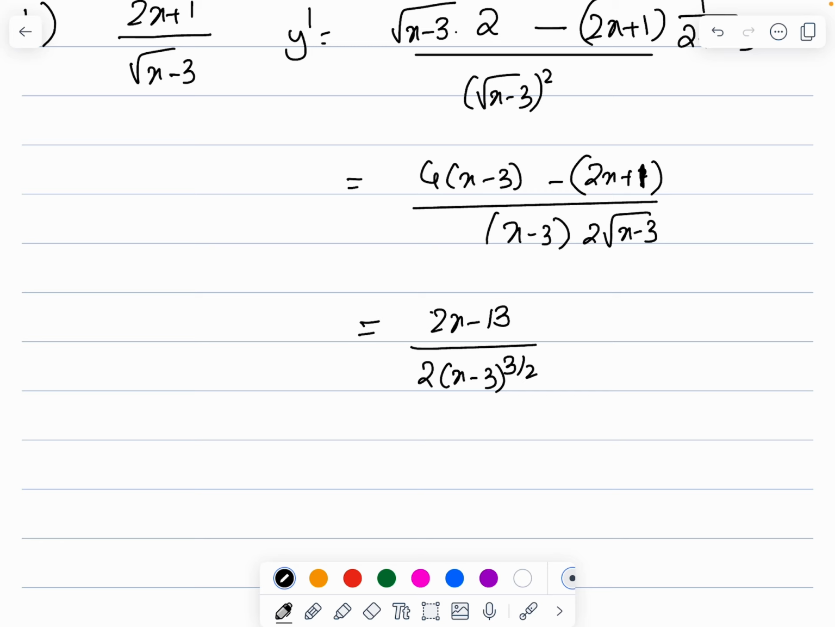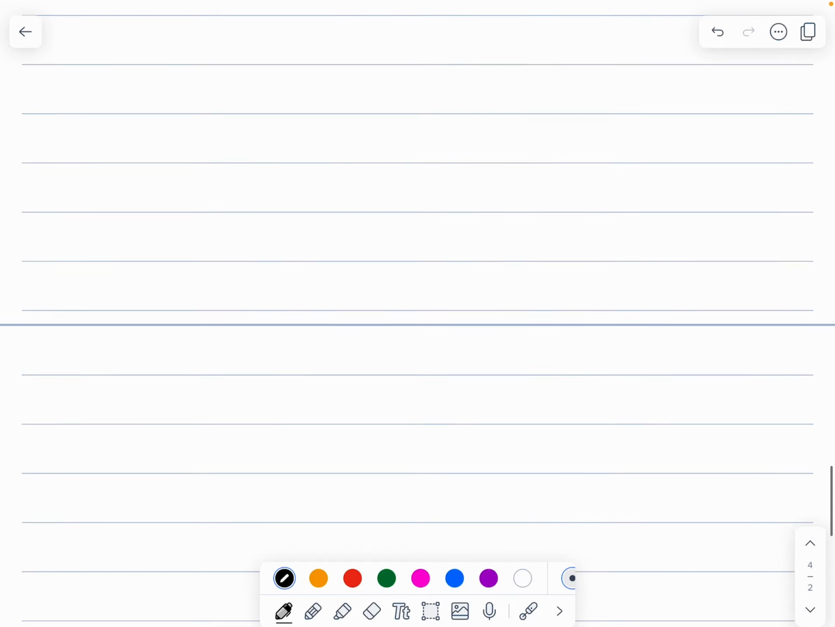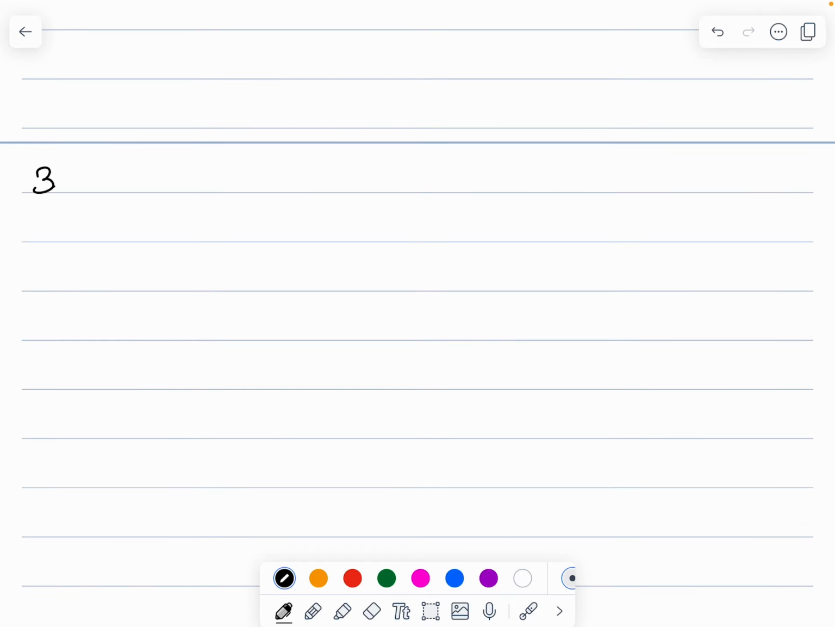That is question number 2. Coming to question number 3. In question number 3, we need to simplify and find dy by dx. So y equals x square upon x plus 4. So what will be dy by dx this time?